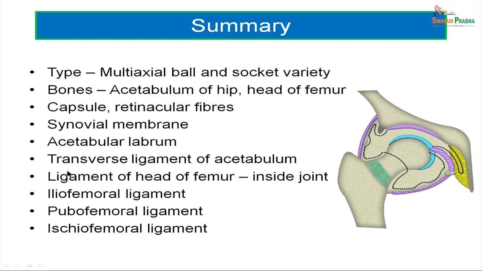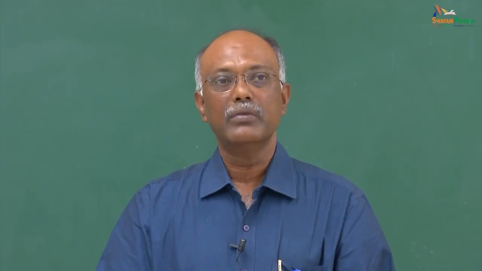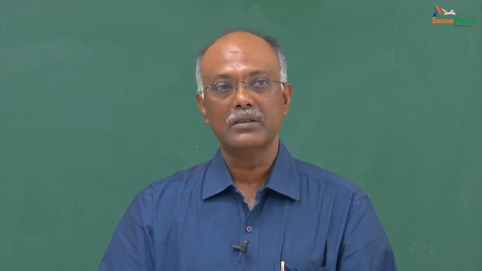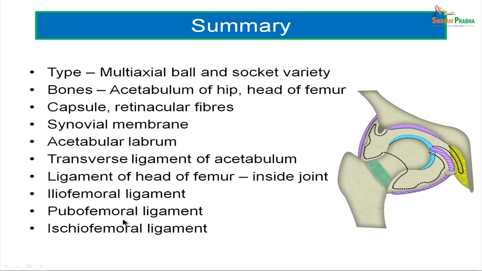We have seen the transverse ligament of the acetabulum which extends across the acetabular notch. We have also seen the ligament of the head of the femur which originates from the transverse ligament of the acetabulum and is attached to the fovea on the head of the femur. We have seen the three important ligaments, namely the iliofemoral ligament, the pubofemoral ligament, and the ischiofemoral ligament, and we have also seen their important functions. The iliofemoral ligament prevents excessive extension. The pubofemoral ligament limits excessive extension and abduction, and the ischiofemoral ligament limits extension.